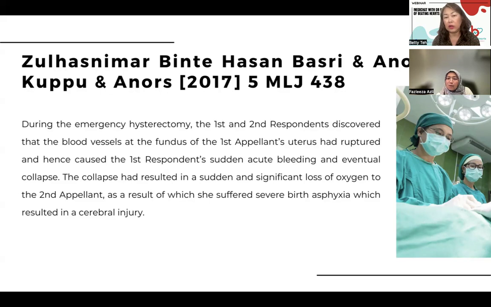I think it's the bleeding that caused the child to be hypoxic. My understanding is that because of the bleeding, the mother collapsed, and in view of the collapse, there's a shortage of oxygen, a compromise to the supply of nutrients and oxygen to the child, so that the baby suffered birth asphyxia. But it was not the delay in the treatment by Dr. Kuppu, because the mother survived.